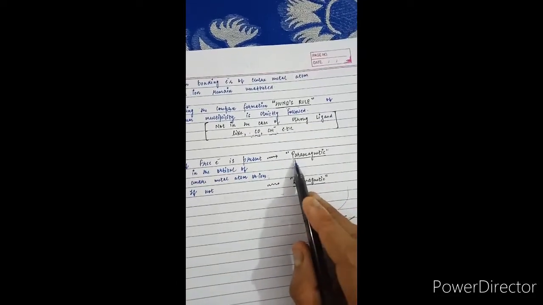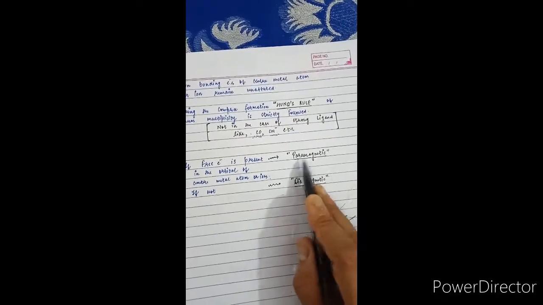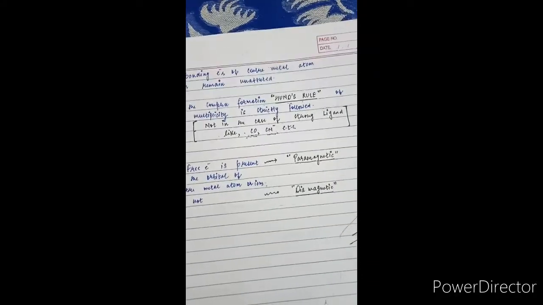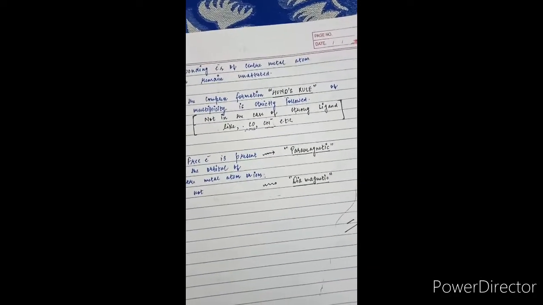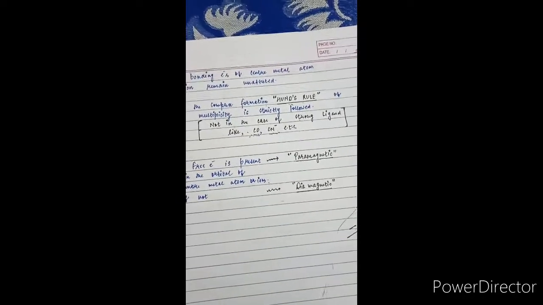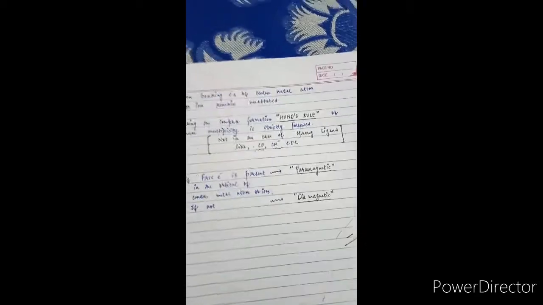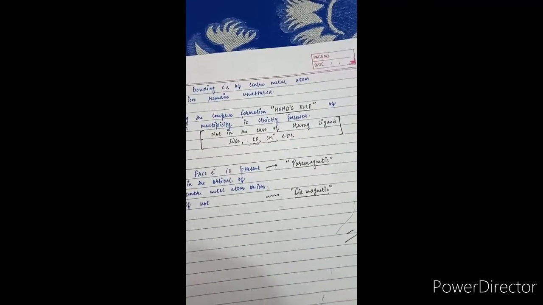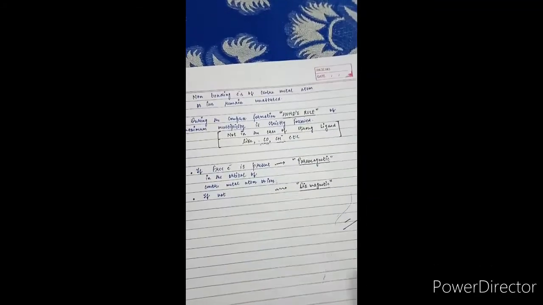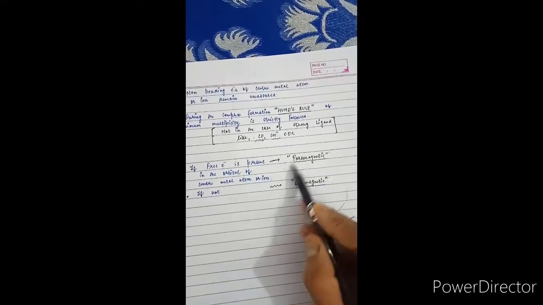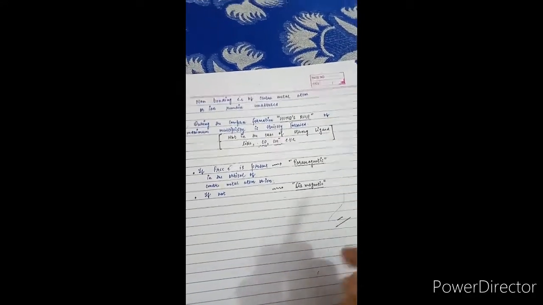And we know what paramagnetic character is. Paramagnetism means if a compound is situated between the two poles, north and south, or we can say in the presence of a magnetic field, the compound is attracted towards the magnetic field. So it will be the paramagnetic character.